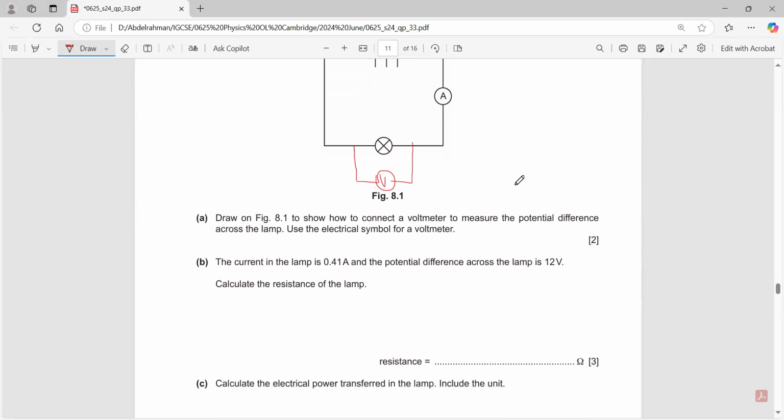The current in the lamp is 0.41 and the potential difference is 12. Can I find the resistance? Yes, I can find the resistance. R equals V over I.